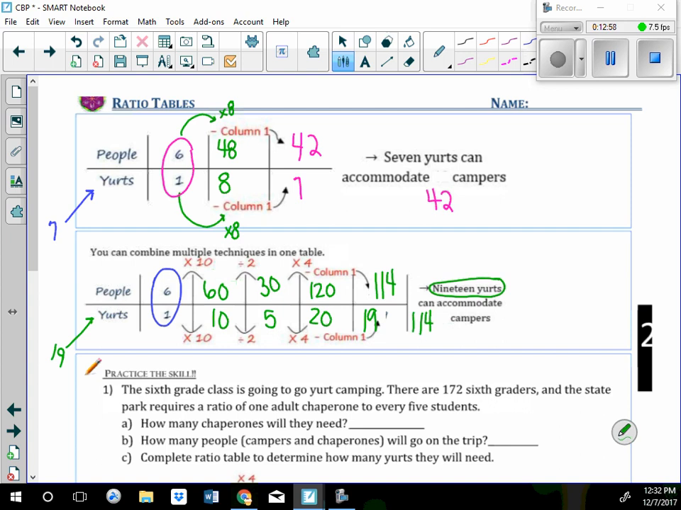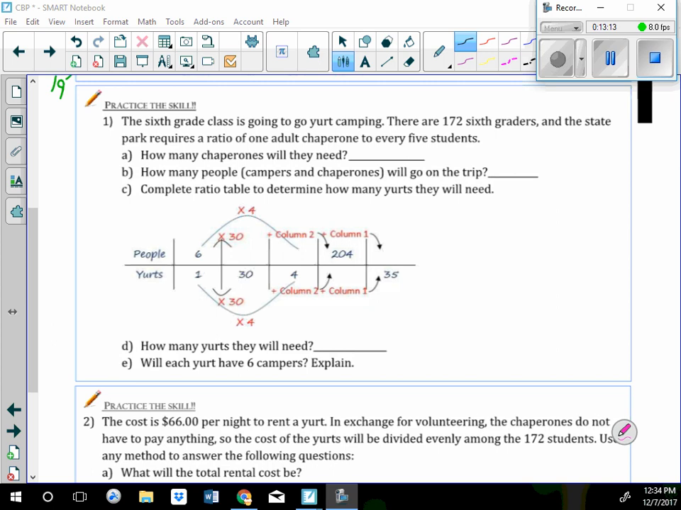So we subtracted column 1 at the end because we wanted to get down to 19 yurts. We were at 20 and we needed to get down to 19. Okay, our next problem says the 6th grade class is going to go yurt camping.